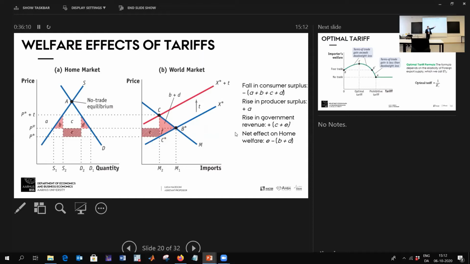Now we impose the tariff. We pay a price which is equal to P star plus T to get the price into our borders. But the price P star, so the price that we pay without the tariff, is lower than the world price that we had before.